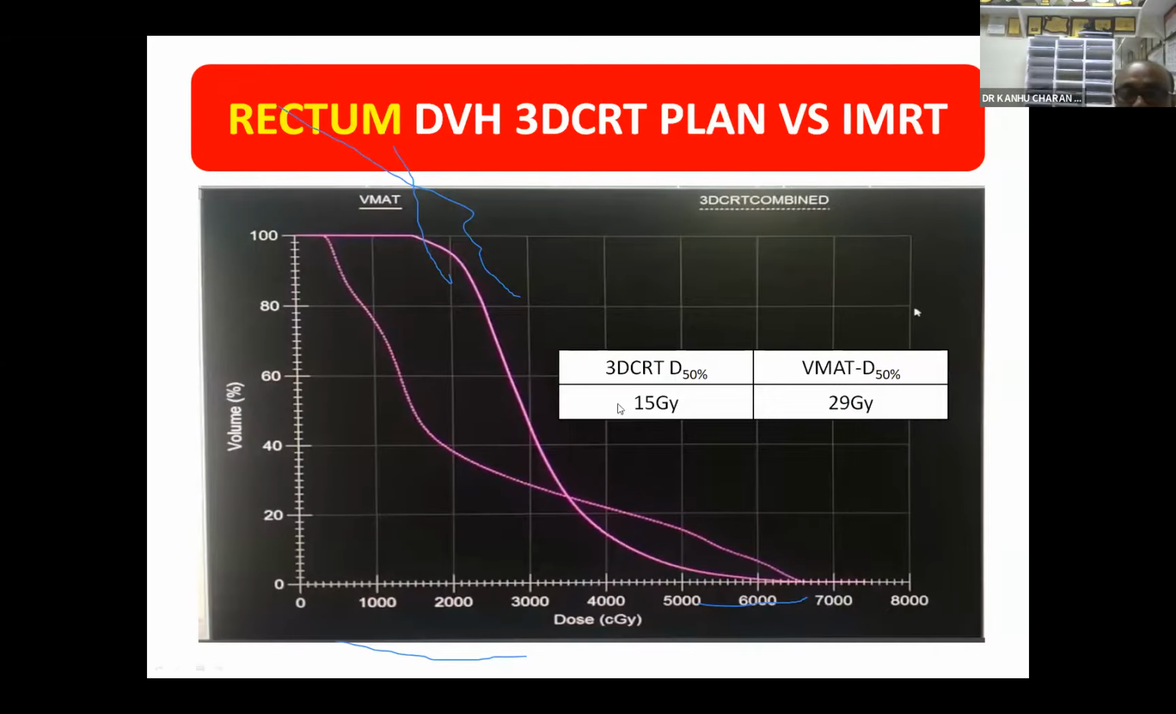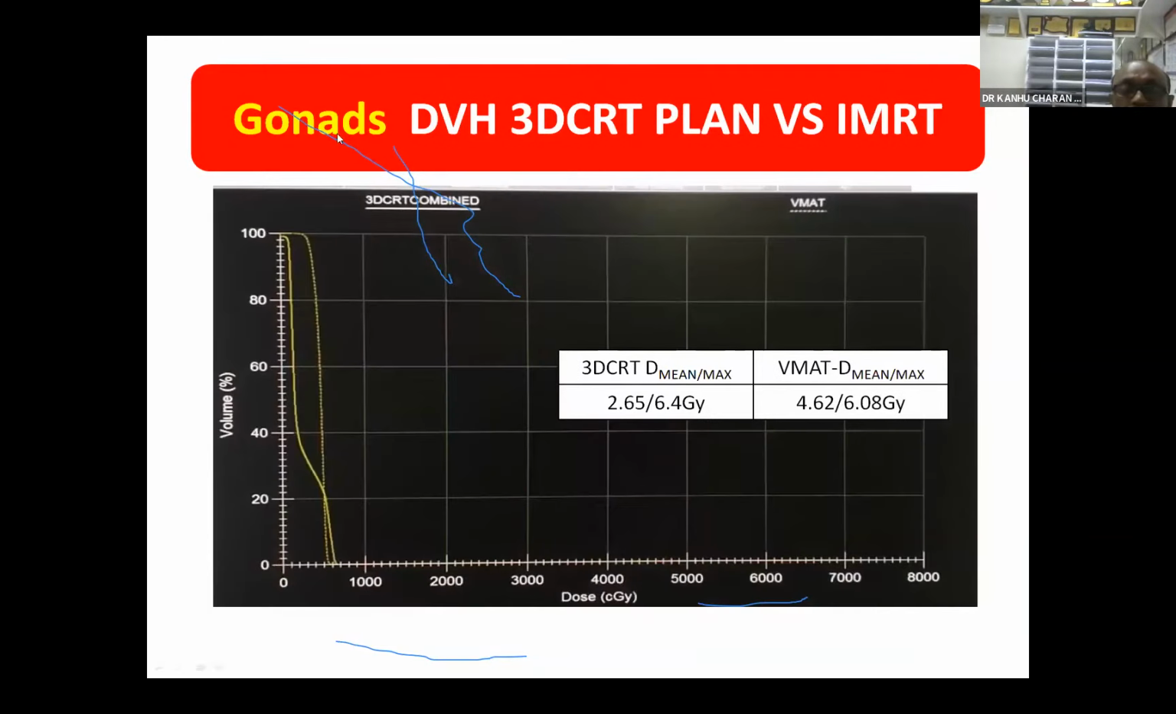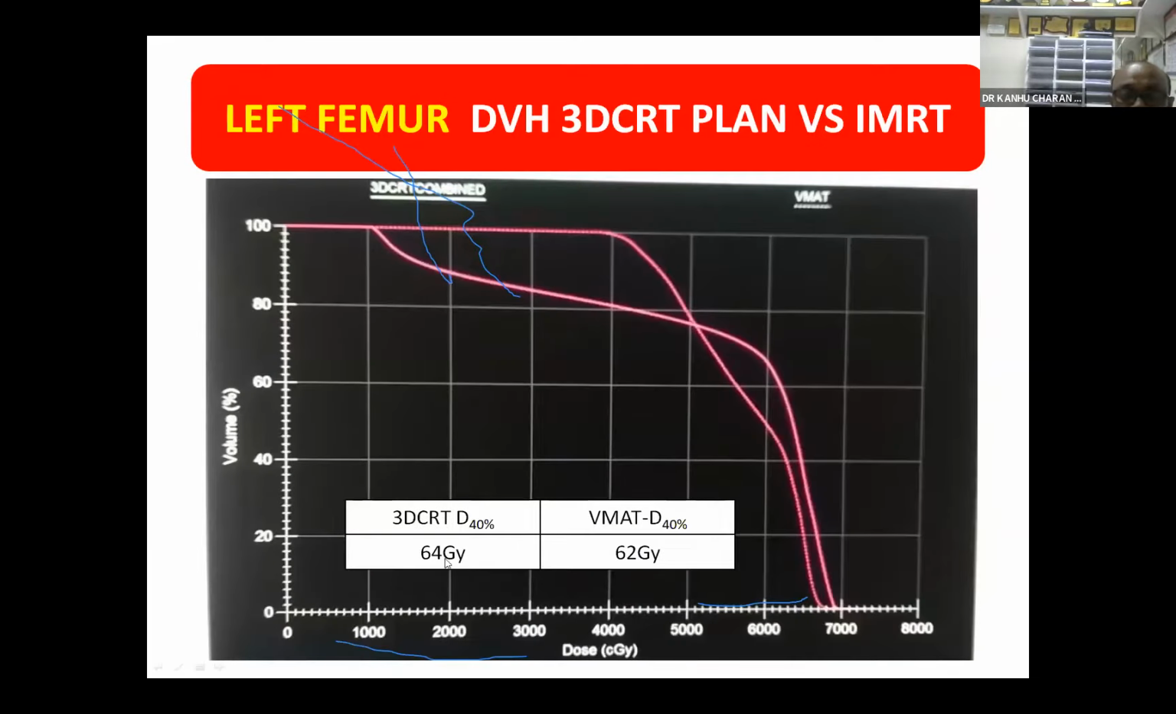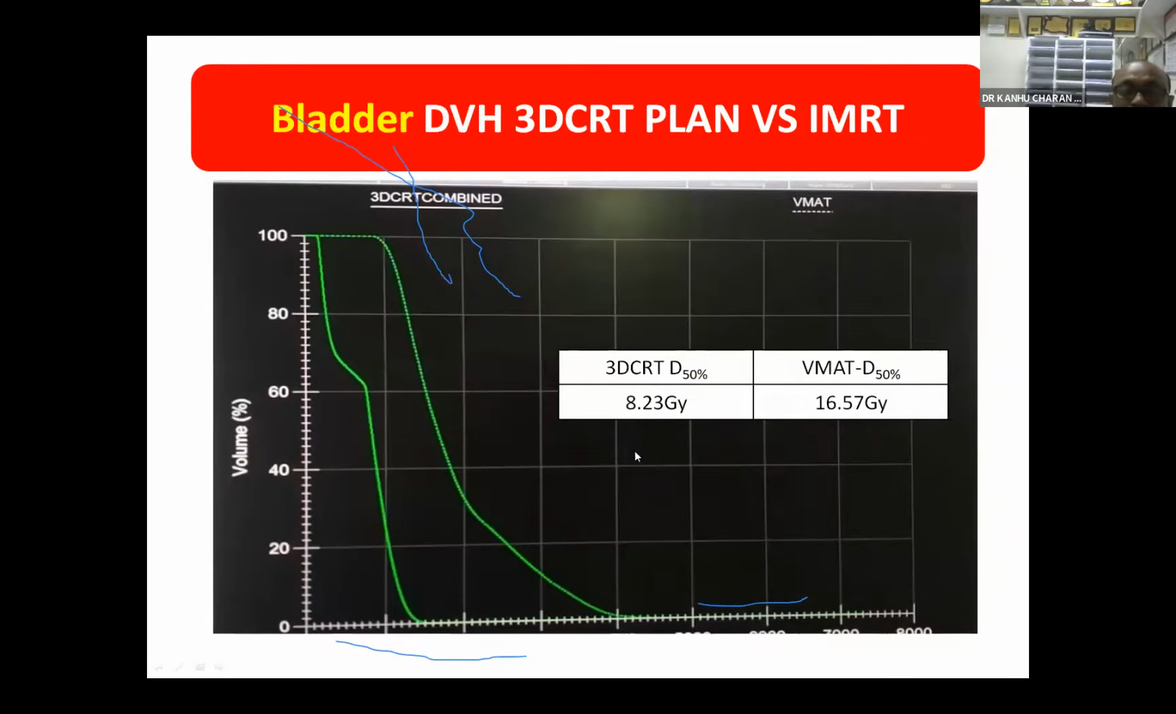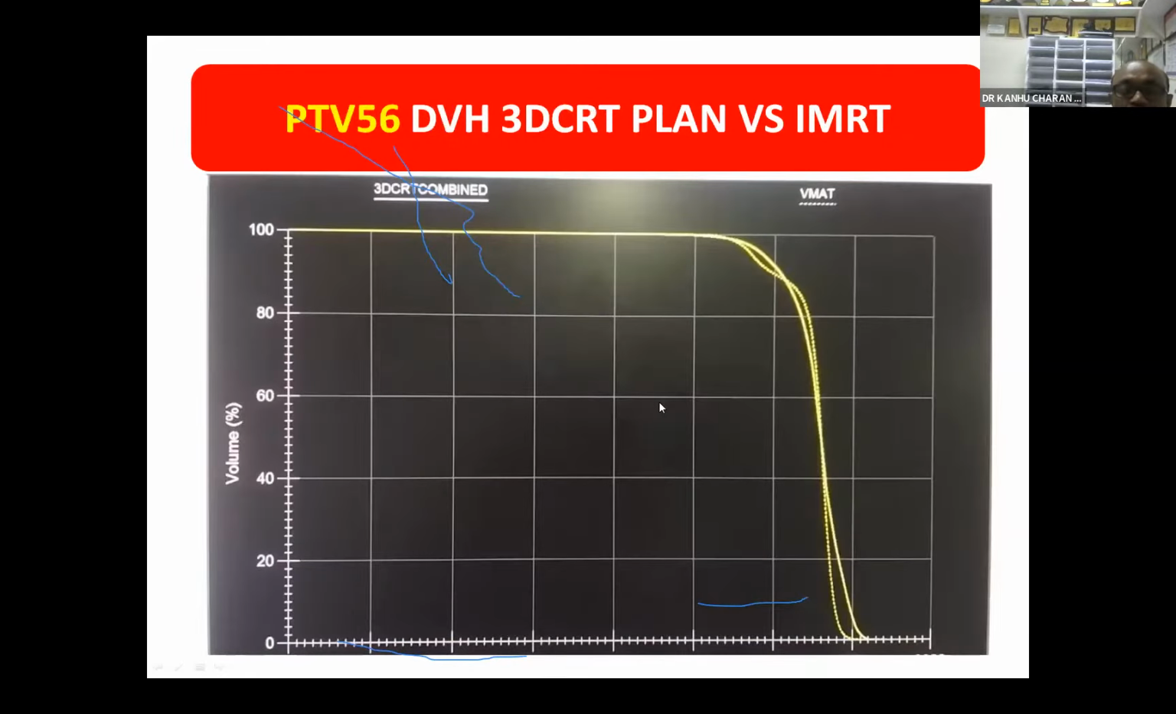In comparison, we saw that the rectum is getting more with VMAT, and the gonads are getting more in VMAT and IMRT. Same thing, the left femur is getting more with 64 gray, but only slightly. Bladder dose is more with the VMAT plan, and the 3D CRT plan is less. But PTV coverage is almost equal in both. It is slightly not 95% or 100% coverage because it is near the skin area, so we don't use bolus.